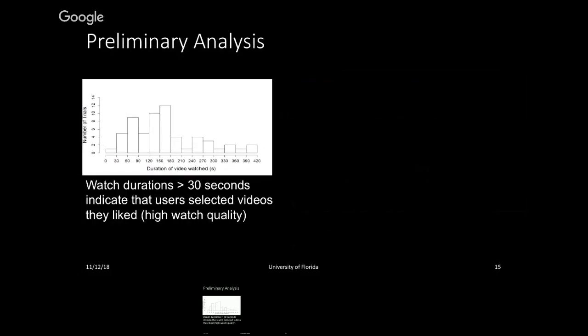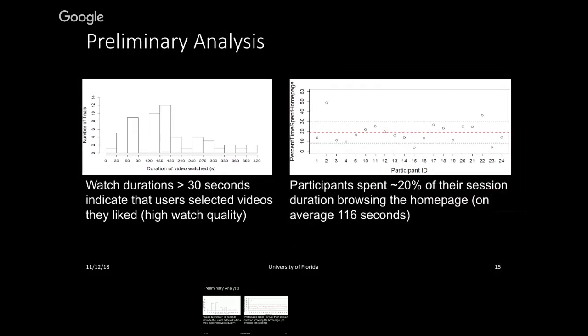Our preliminary analysis showed that the watch durations were all largely greater than 30 seconds. And that indicates when users selected videos, they liked the videos that they saw. So it was a good, high watch quality. We also found that if we were to look at their entire session, which is the duration of time that they spent in the lab, they spent about 20% of their session browsing the home page. Right? So all of this told us the data that we are getting is good data. We can start doing further analysis on this data.